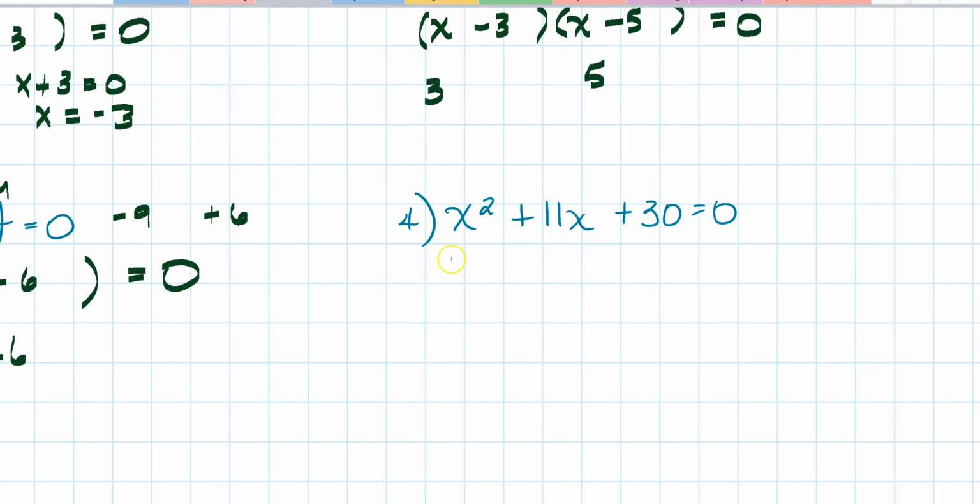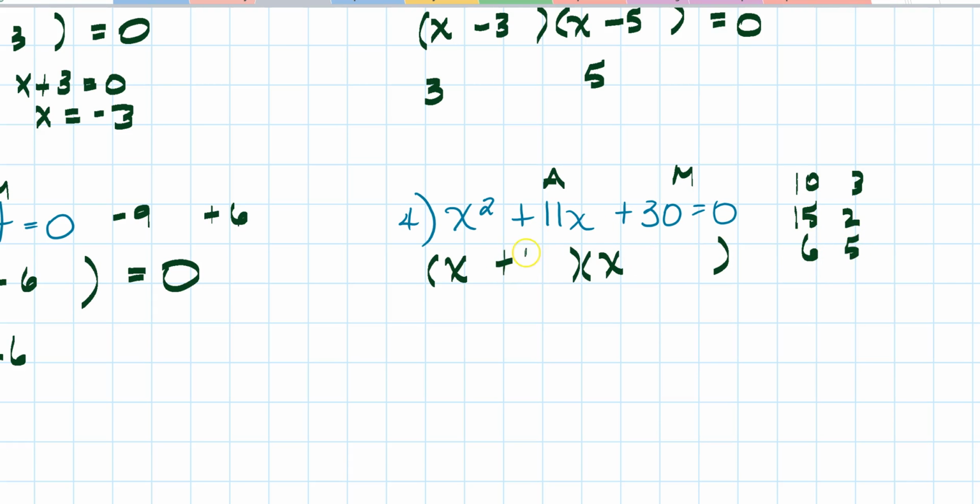And lastly, this one starts with x and x. What adds to 11, multiplies to 30? Okay, so 30 is 10 and 3. That doesn't work. 15 and 2. Nope, that's not going to work. 6 and 5. That works. +6, +5 equals 0. Therefore, my solutions are -6 and -5.